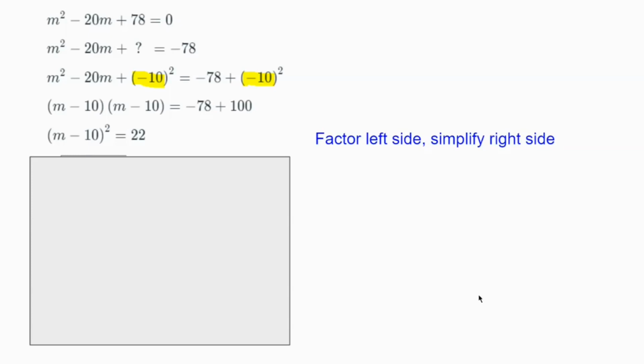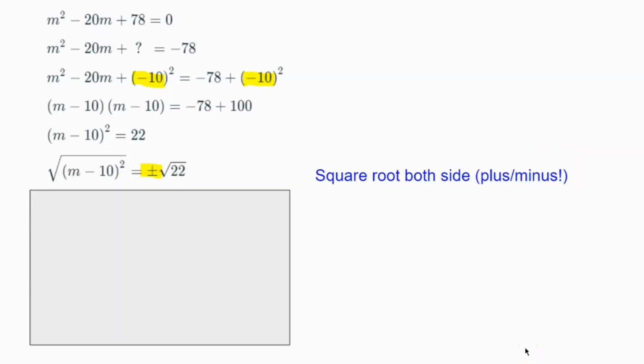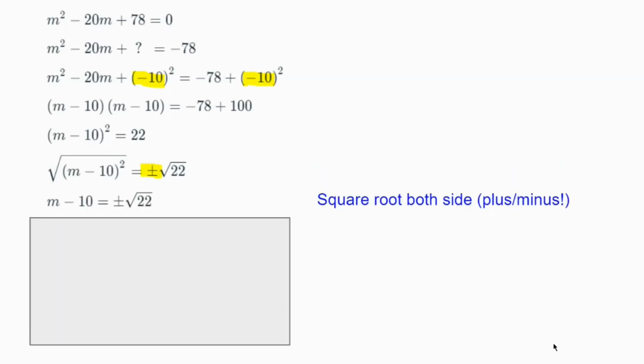Now we can solve for m by taking the square root of both sides. Now, when you take the square root of the right side, you want to make sure that it's plus or minus. Because remember, when you take the square root of a number, you're asking yourself what number, when you multiply it times itself, will give you the number inside the radical. And it could be a negative number as well, a positive or a negative. So we have m minus 10 is equal to plus or minus radical 22.